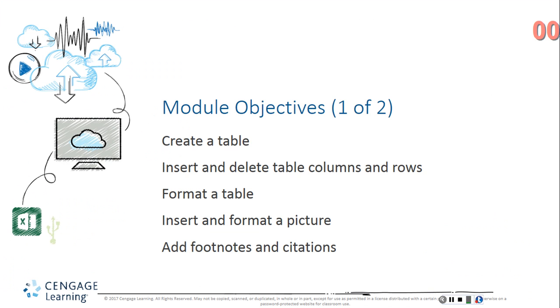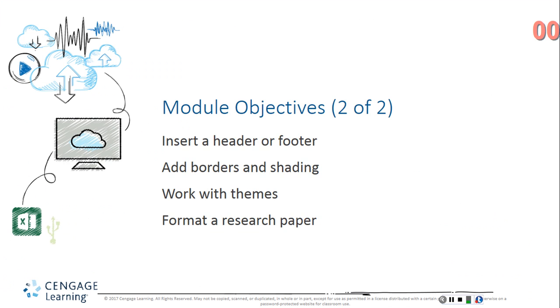So the module objectives are going to be how to create a table, how to insert and delete table columns and rows, formatting a table, insert and format a picture, adding footnotes and citations, inserting a header or footer, adding borders and shading, working with themes, and then how to format a research paper.